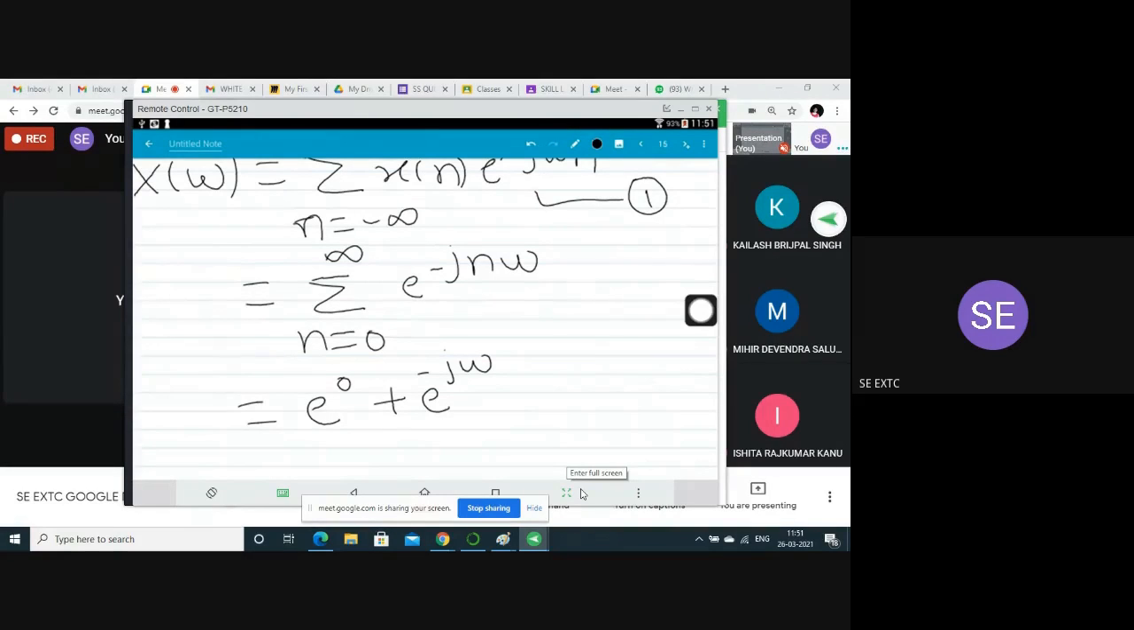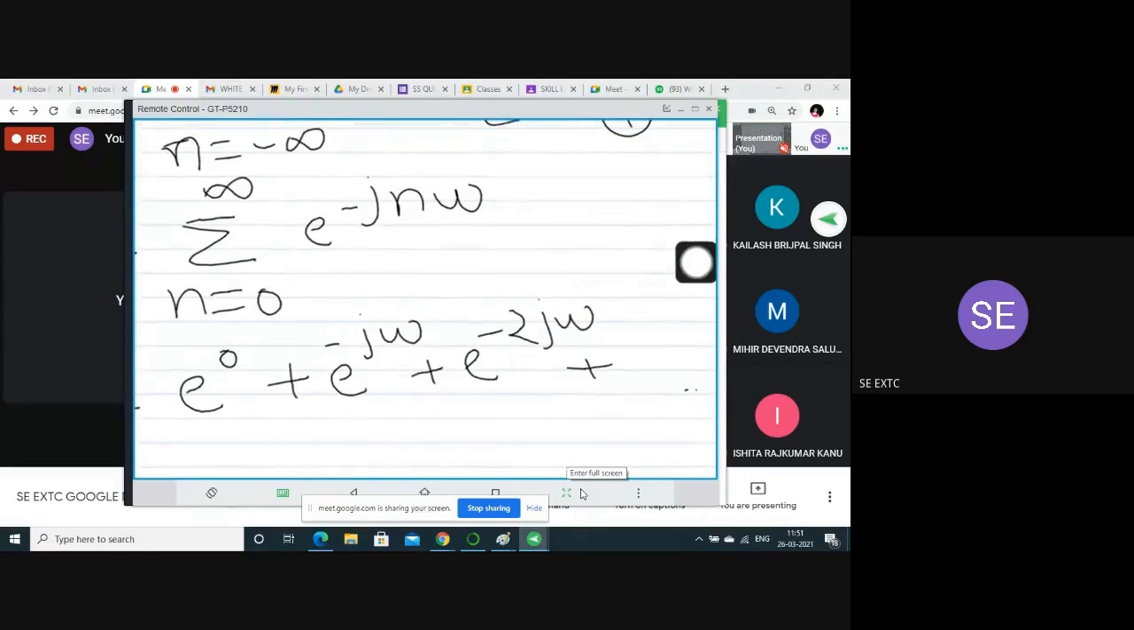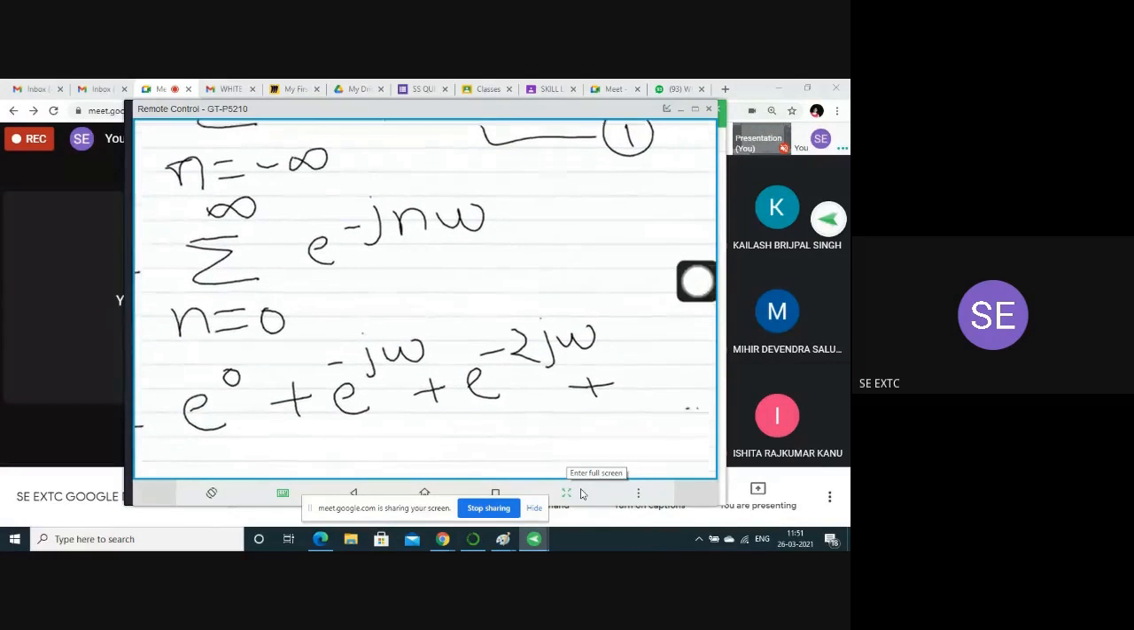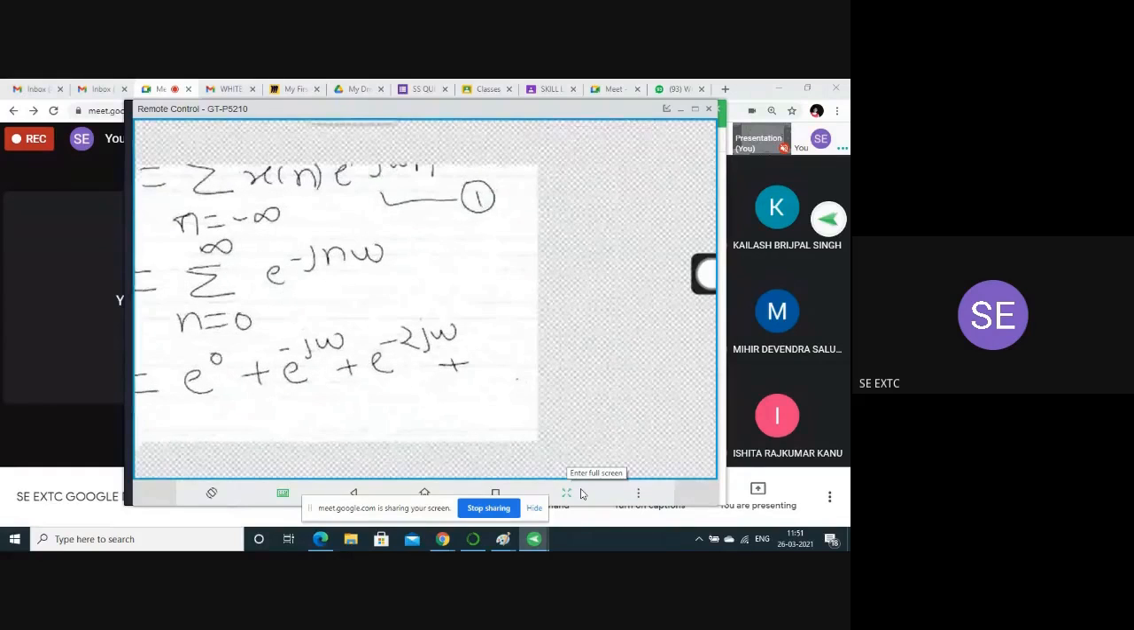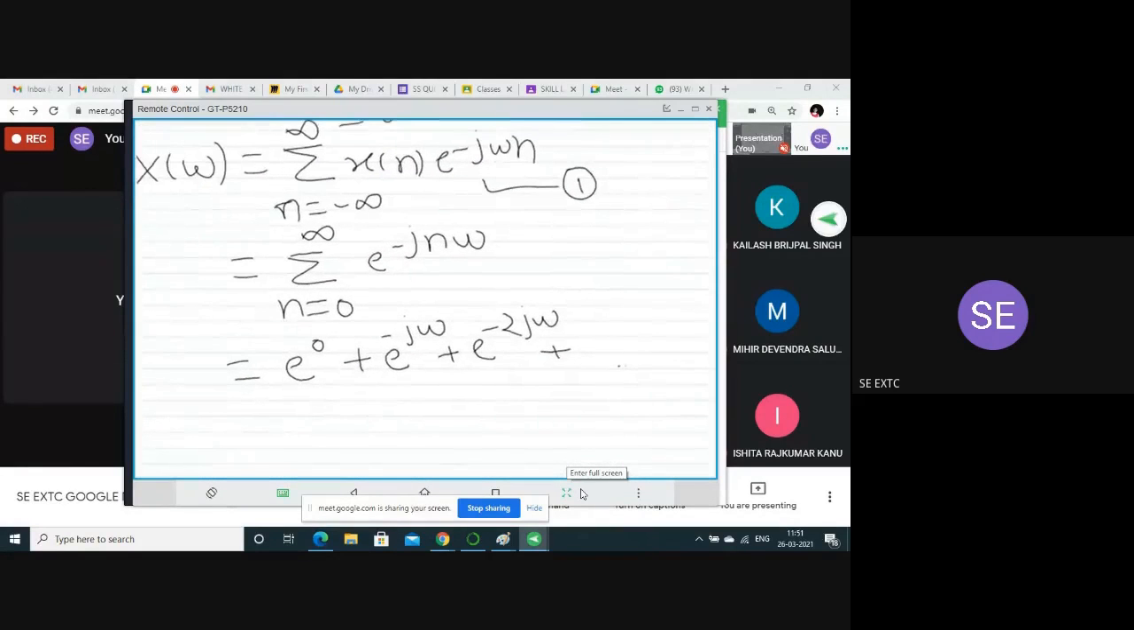Now we are putting the value of n equal to 0 to infinity, so up to e to the power minus 2j omega, and so on up to infinity. Now, this is x of omega.